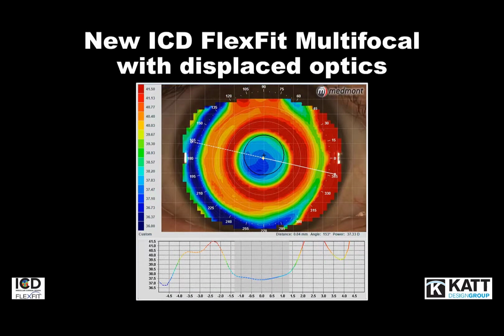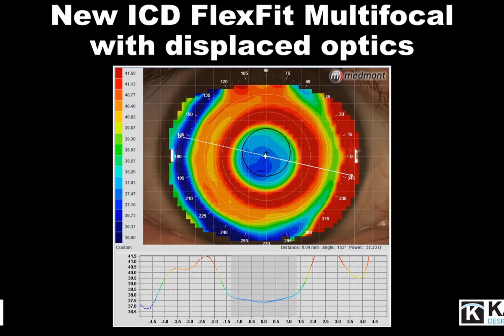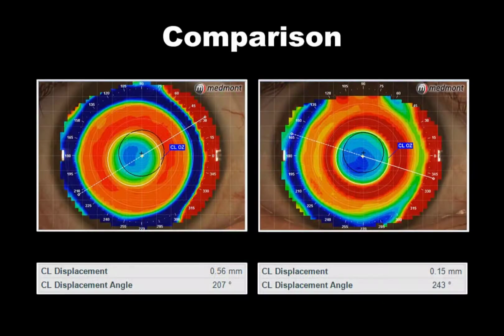Here's topography over top of our new custom ICD FlexFit Multifocal with the displaced optics. What becomes obvious is that we've been able to move the multifocality of the lens over the patient's visual axis and line of sight in a much improved manner. Using topography over top of our contact lenses to understand their displacement is a way that we can very accurately determine how much to move the optics as well as what direction we need to move them.